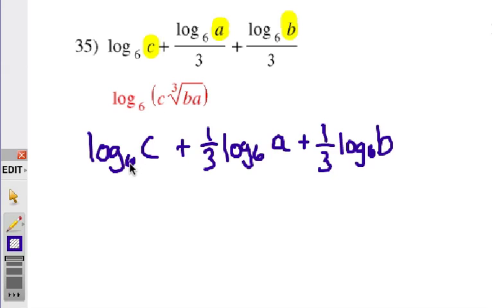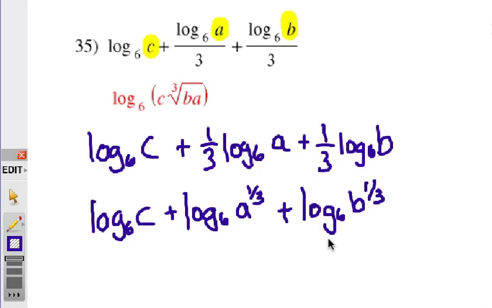Now we have log base 6 of C plus 1/3 log base 6 of A plus 1/3 log base 6 of B. Now the 1/3 gets put in as an exponent there, so now we have A to the 1/3 power and B to the 1/3 power, and of course we know that's really the cube root. And the addition again is condensing it into multiplication, so we have C times cube root of A times cube root of B, and then we can put it all together in parentheses, and the simplest expression for this whole thing is right there. All right, I hope that kind of challenged you a little bit.